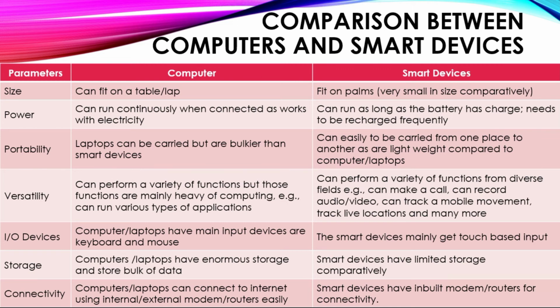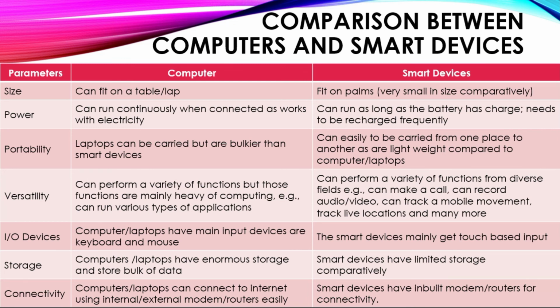Next is your I/O device. I/O is your input-output device. Laptops have many input devices such as keyboard and mouse. Your smart devices mainly get touch-based input, that is, with the help of your sensor, you can touch and use the smart devices. Next is your storage. Laptops have enormous storage and store bulk of data. Smart devices have limited storage comparatively. If we compare computer and smart devices, the storage of your smart devices is limited, or you can say less than your computer.